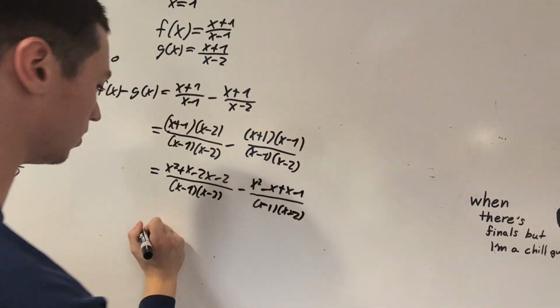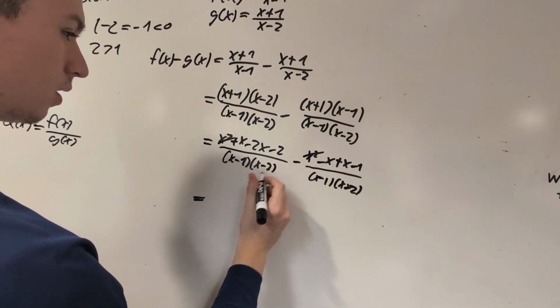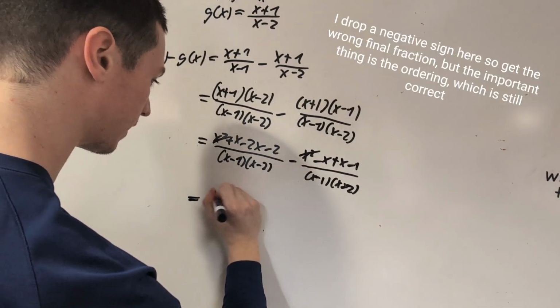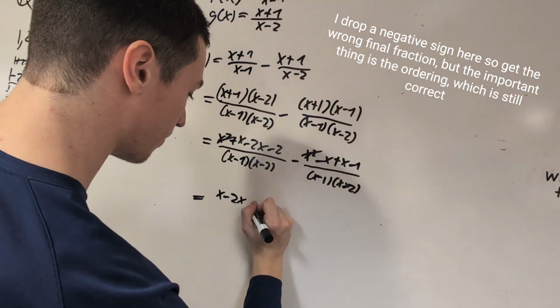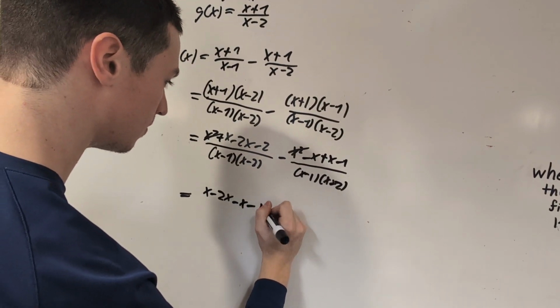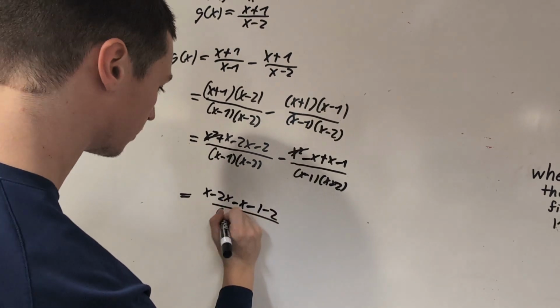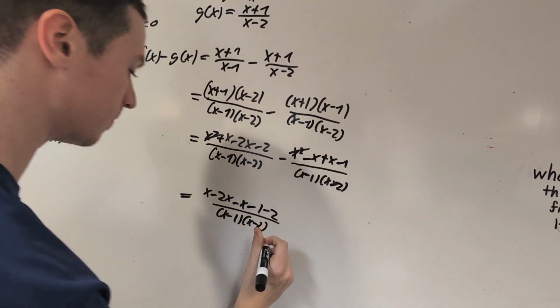Then subtract them, so you see these cancel, and so you have x minus 2x minus x minus 1 minus 2 over x minus 1 times x minus 2.